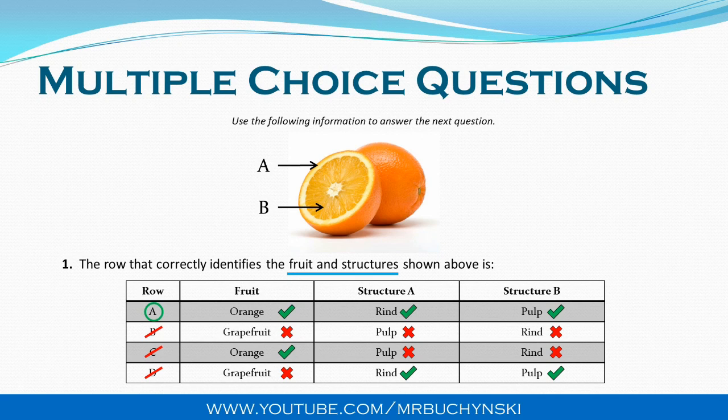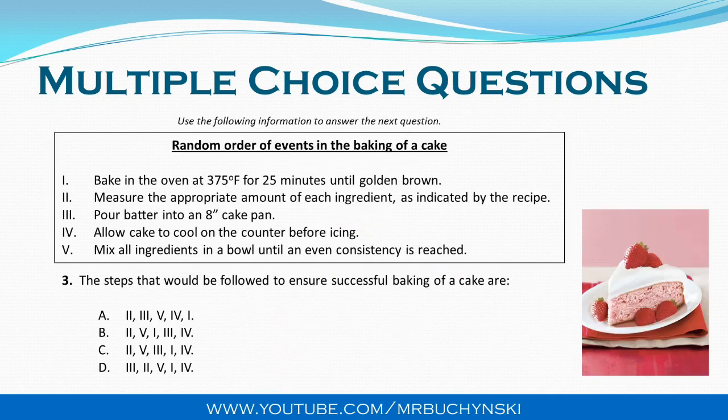So I'm now done questions 1 and 2. I'm going to go on to the last question, question number 3. And again, this one says, use the following information to answer the next question, and it has a title of Random Order of Events in the Baking of a Cake. I don't know about you, but that cake on the side, that looks mighty tasty. So let's see if we can read the question and follow these events so we can bake that cake ourselves.